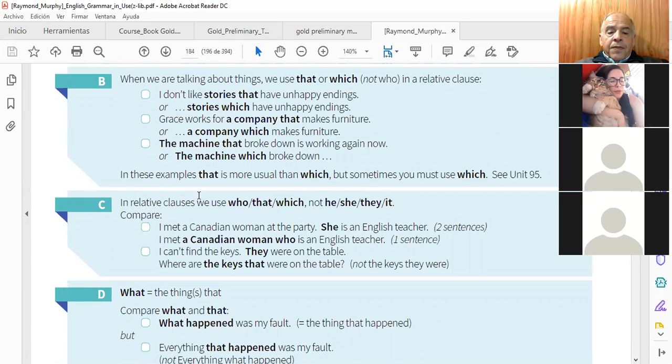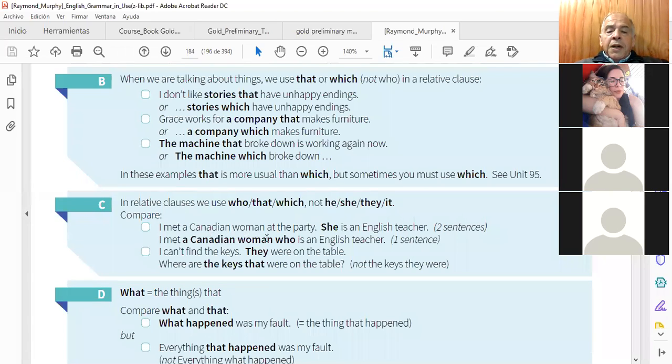In relative clauses, we use who, that, which, not she, he, they, it. Compare: I met a Canadian woman at the party. She is an English teacher. I met a Canadian woman who is an English teacher.